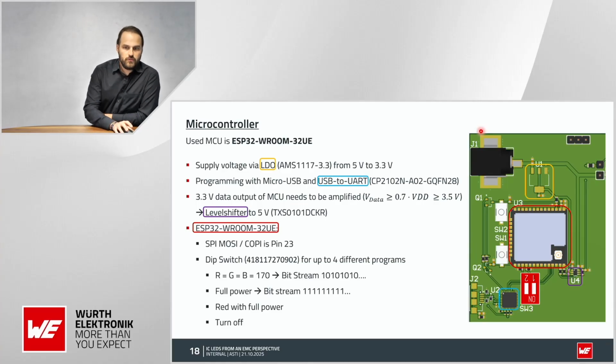So, quick overview on our PCB which we are using. We have the 5.5 volt input. We have our LDO section connecting this one here to the MCU. And here's our level shifter from 3.3 up to 5 again. We have the possibility to do some programming here on the MCU. And we have some switches, so we can also change between the different programs that we have on board.